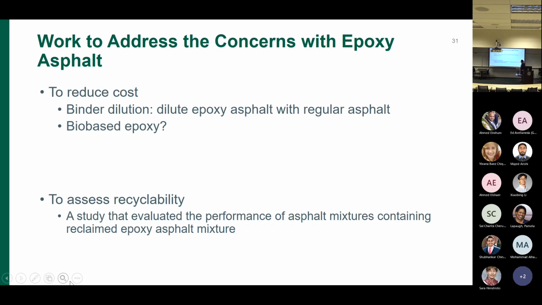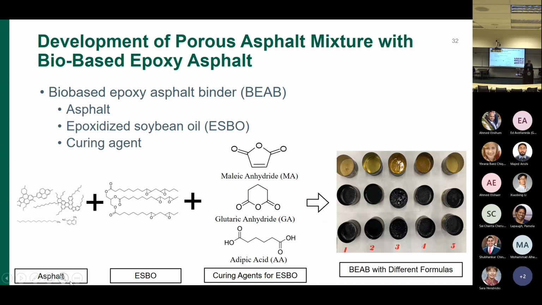And also, in the initial study, we assessed the recyclability of the epoxy asphalt in the lab. So our work is on the development of the bio-based epoxy asphalt binder. We call that the bio-based epoxy binder, or BEB.